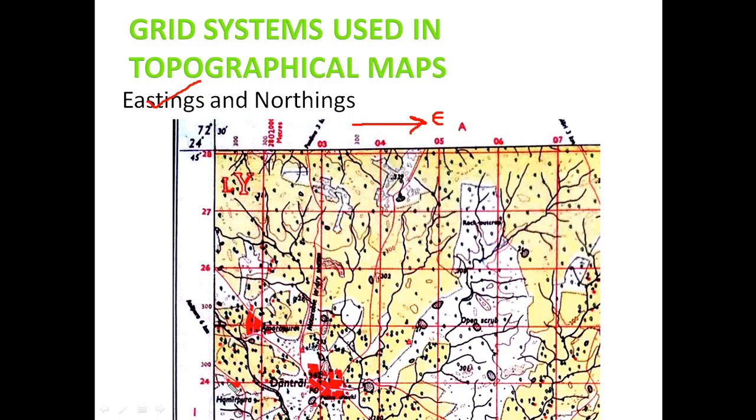Horizontal red lines are also drawn on the topographical map: 24, 25, 26. These are the values of the horizontal red lines. These horizontal red lines are called northings because the value increases towards the north direction on the topographical map. Northing and easting are a very simple grid system on a topographical map. We will be using this grid system to locate features on topographical maps.